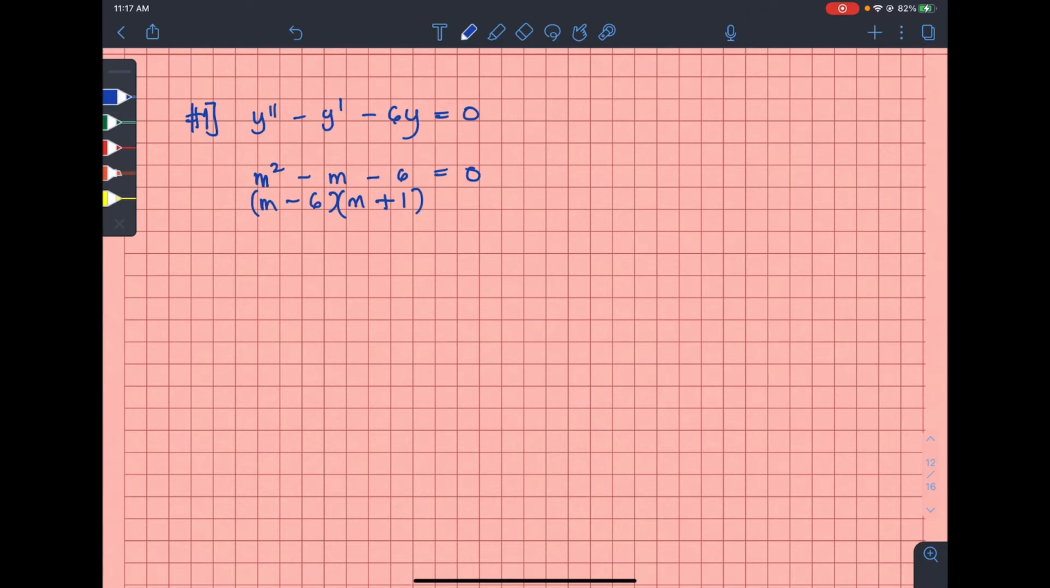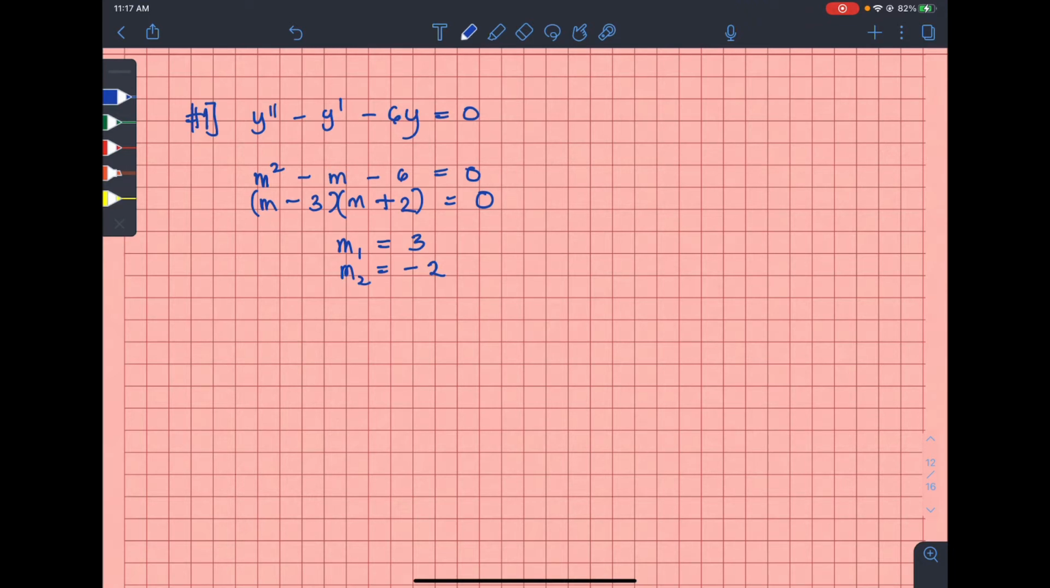Oh, sorry, it's not 6 and 1. It should be a 3 and 2. So a 3 and a 2, so that would be a negative 6, and then negative 3m plus 2m is a negative m. So that would be equal to 0. And from here, we could have m sub 1 equal to positive 3, and m sub 2 would be a negative 2. So those are the two roots. And as you can see here, this is case 1, because those are two distinct roots.